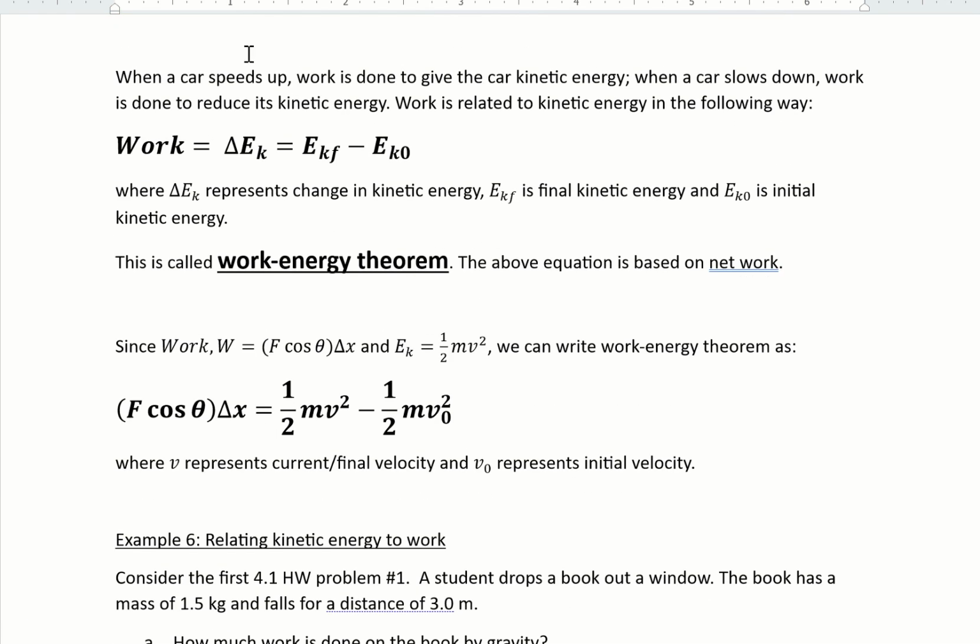Okay, when a car speeds up, you need to do work on the car to give the car kinetic energy. And conversely, when a car slows down, work needs to be done to reduce its kinetic energy. So work is related to kinetic energy in this way. This is another thing that you should know. Work is equal to the change in kinetic energy. So if we take our final kinetic energy minus our initial kinetic energy, that's our change in kinetic energy, that's going to be equal to work. Work is also equal to force times displacement. So these all describe the same thing, and they're all related.